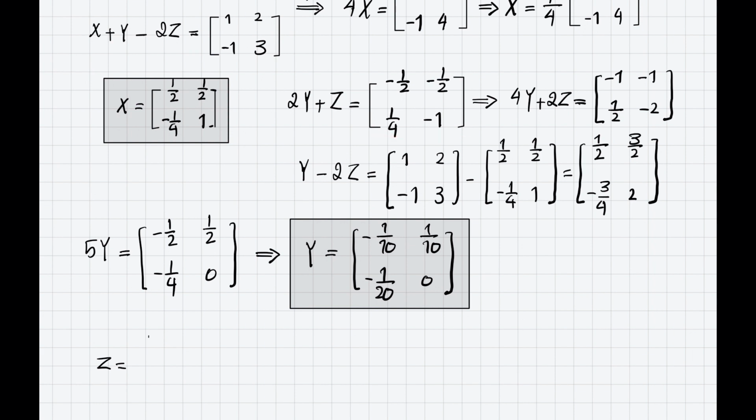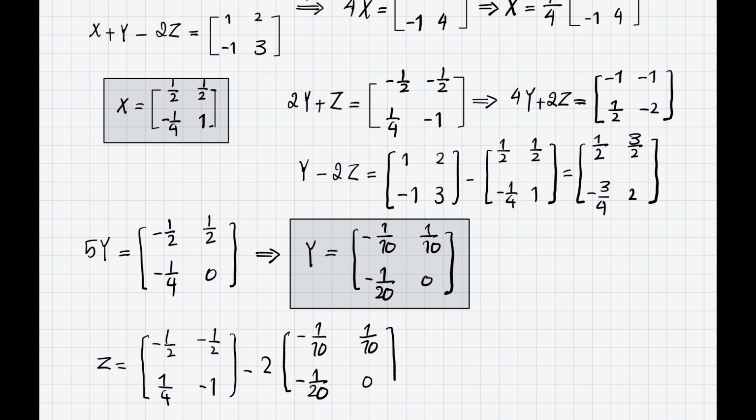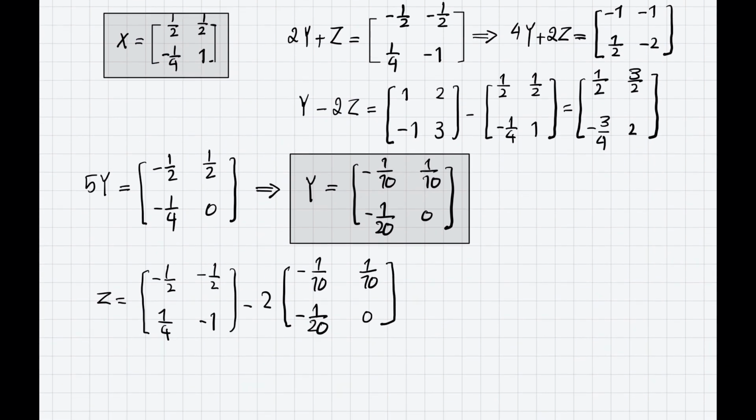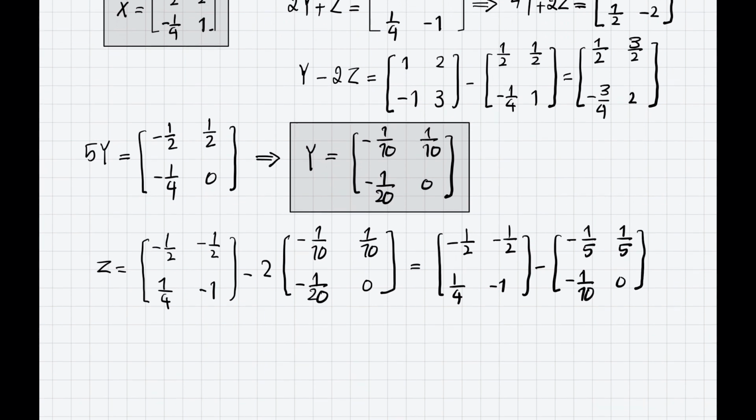So let me write it down. So it's minus a half, 1 over 4, minus a half, minus 2 times y. I just got it here. It's minus 1 over 10, 1 over 10, minus 1 over 20, and then I will have 0. Yes? Now, what should I do? I need to calculate this and simplify it a little bit more. So let me write the first matrix. And I multiply 2 inside, so it becomes minus 1 over 5, 1 over 5, minus 1 over 10, and 0. And then finally I subtract them.